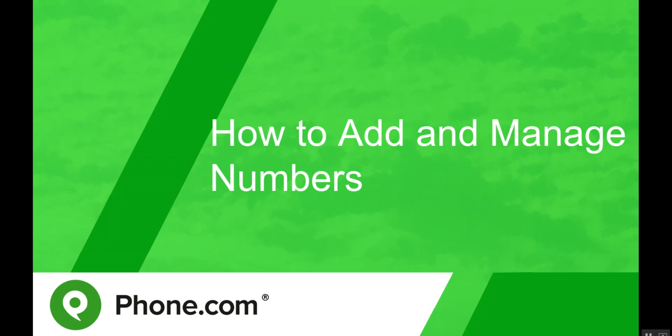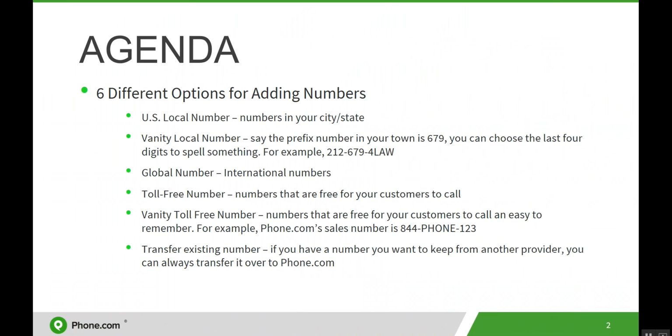Everyone, in this video, we're going to learn how to add and manage phone numbers on your phone.com account. There are 6 different options for adding numbers. You can add a US local number, a Vanity local number, a global number, toll-free number, Vanity toll-free number, and we can even transfer your existing number over from another provider. So let's get started.